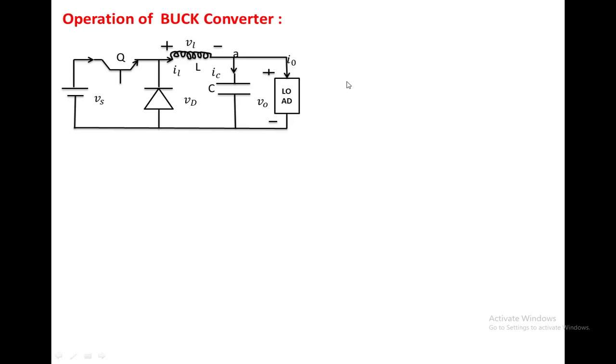In this class, we are going to discuss the operation of the buck converter. Buck converter is a DC to DC converter. The output voltage will be less than the input voltage.